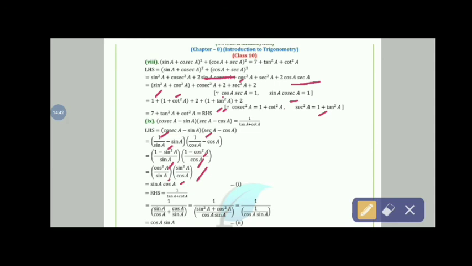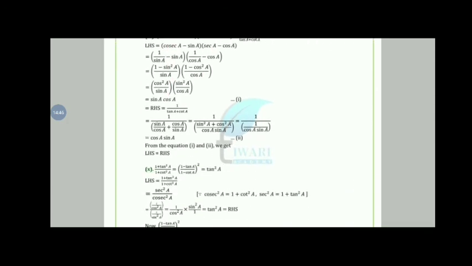Now we have to solve the RHS also, because sometimes by only solving the LHS or RHS we are not getting the other side, so we have to sometimes solve both the sides. Now here in this question we are solving the RHS, which is given as 1 over tan a plus cot a. Now tan a means sin a over cos a, and cot a means cos a over sin a, so it is 1 over (sin square a plus cos square a) whole over cos a into sin a, so the result is coming sin a into cos a, which is equal to the RHS. From equations first and second we can say LHS is equal to RHS.